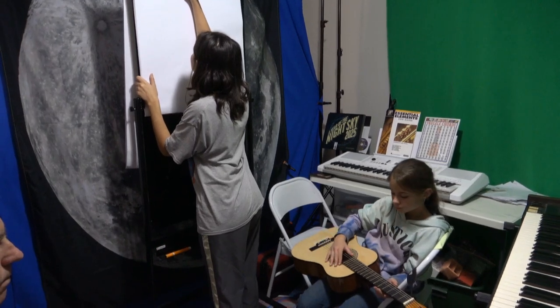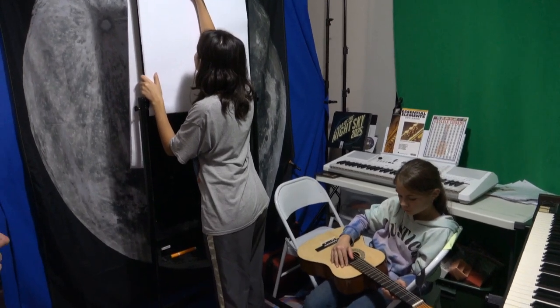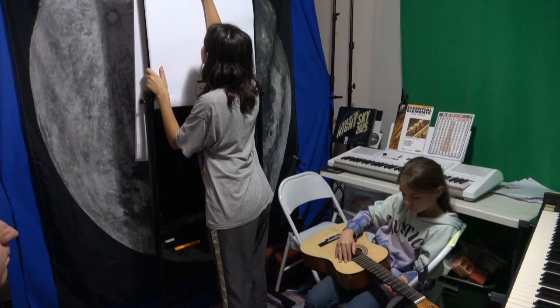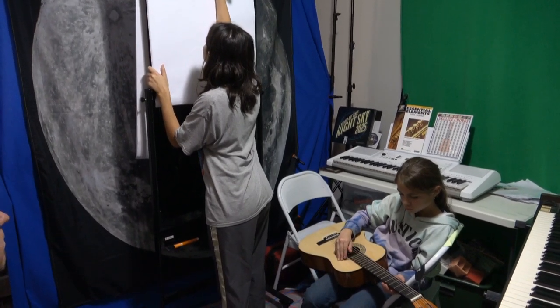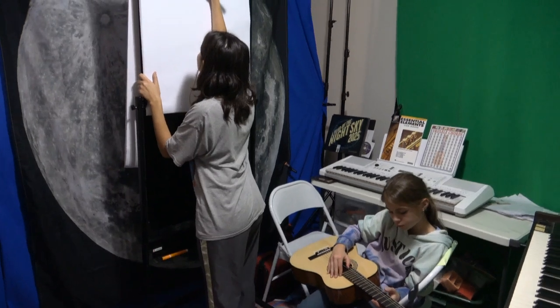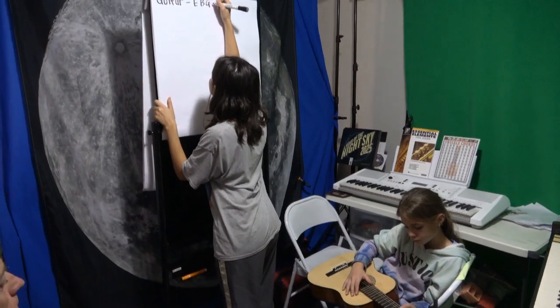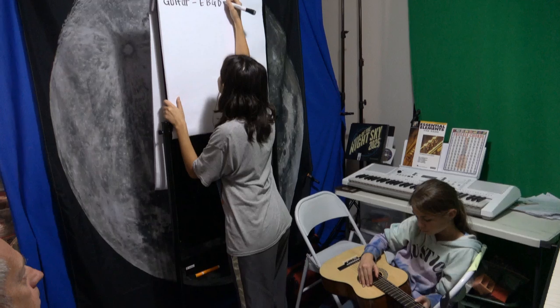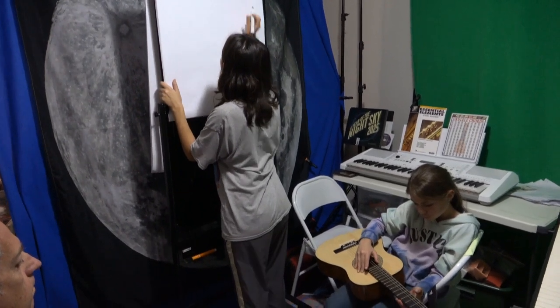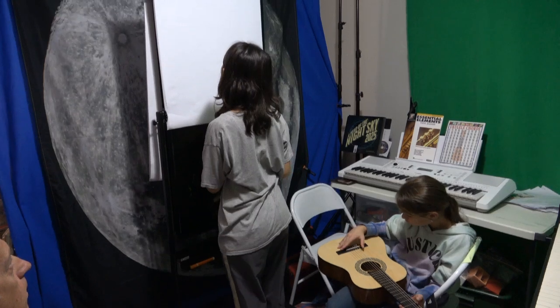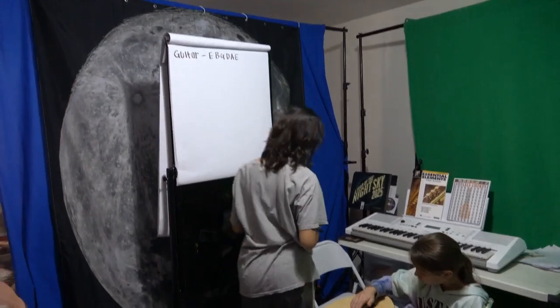Okay? So write down the strings. The first string is E, B. Now you'll see where the pattern starts coming in. G, D, A, E. 1, 2, 3, 4, 5, 6 strings.